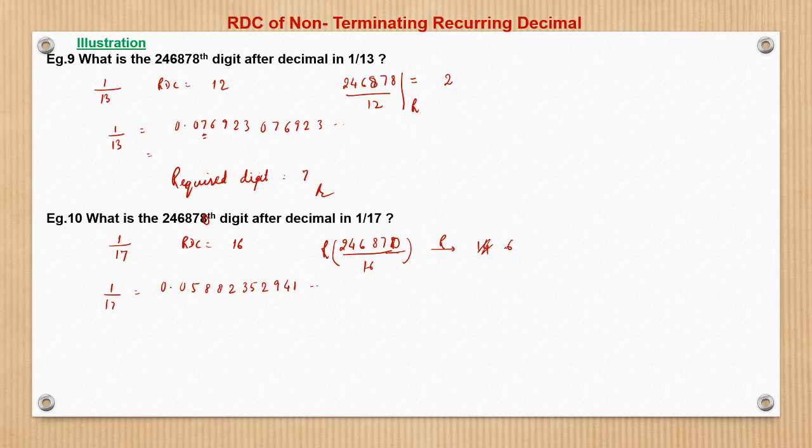So here the remainder is 6 now. So the sixth digit would be the required answer. So 1 2 3 4 5 6. So the sixth digit is 3. So the required answer, the required digit is nothing but the sixth digit, that is 3, the answer.